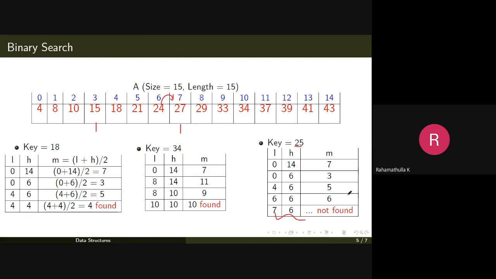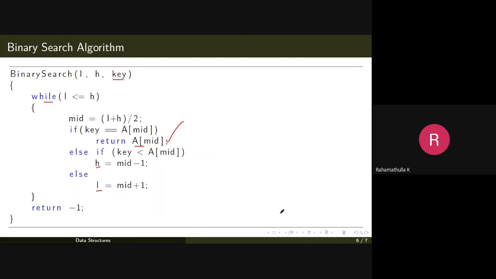So in the case of an unsuccessful search in this array, in terms of linear search, it will take 15 comparisons. But in the case of binary search, it took only 5 comparisons. Now let's look at the binary search algorithm. This we have already seen with the help of an example. Let's see the program code for that.